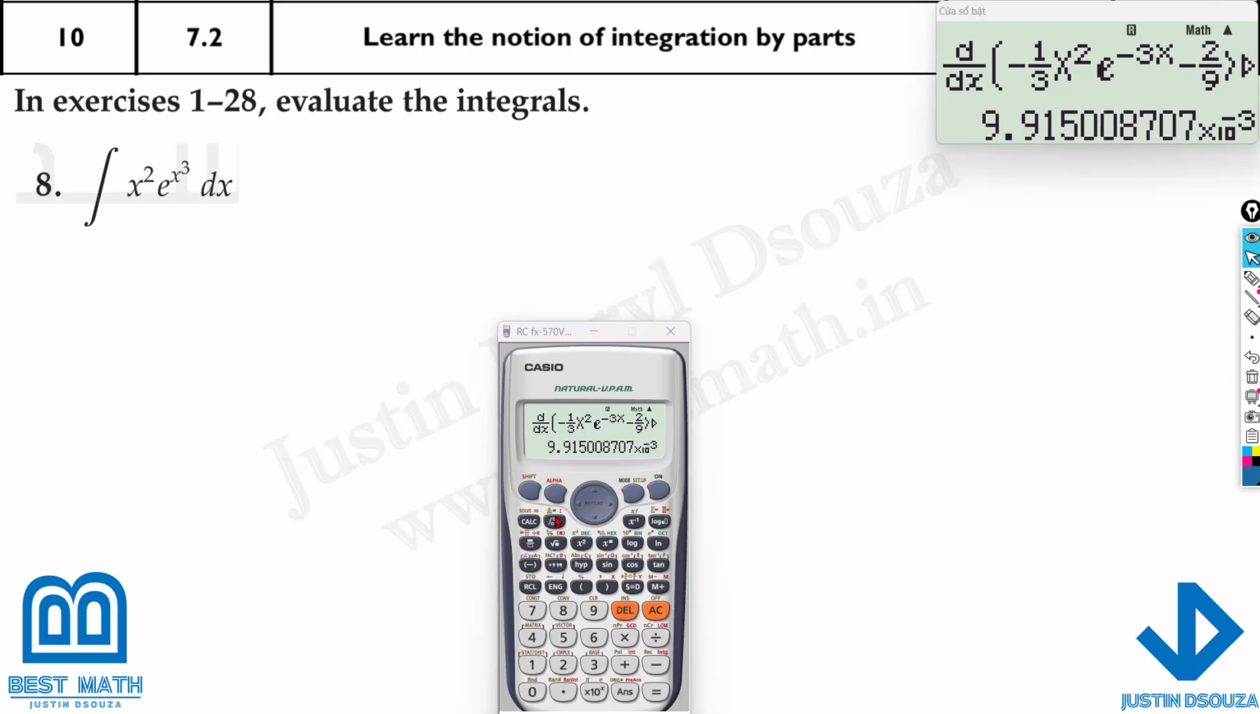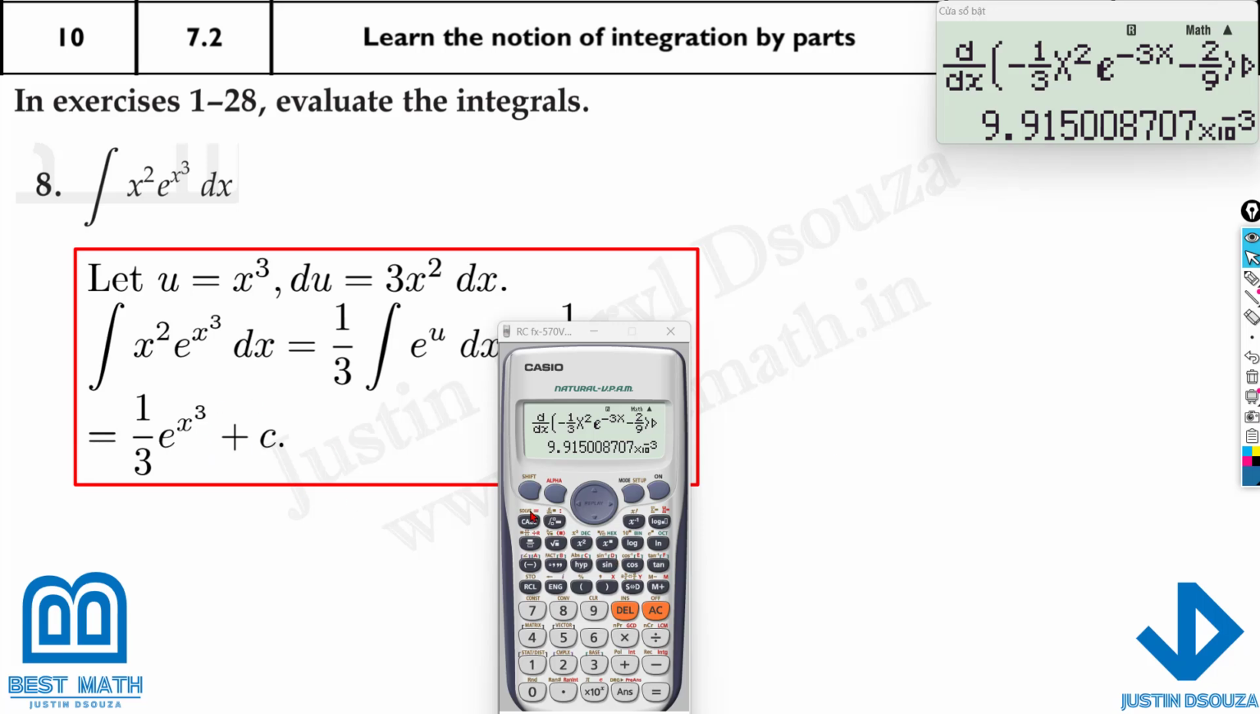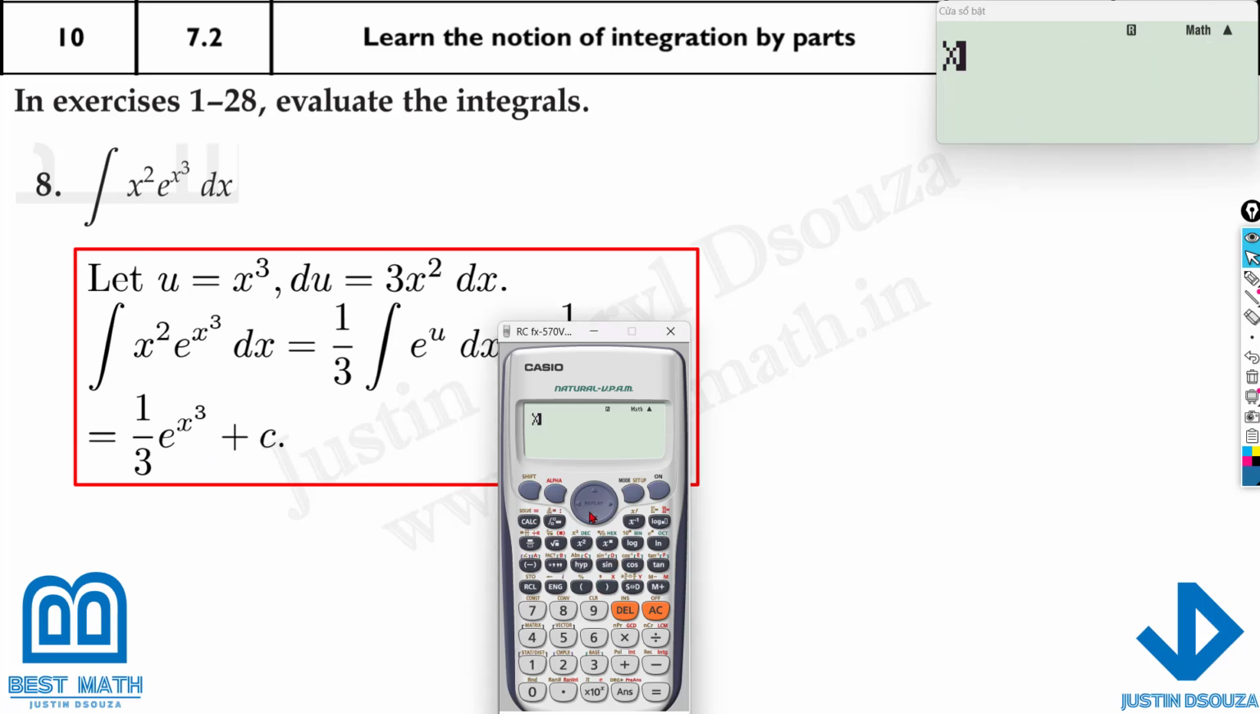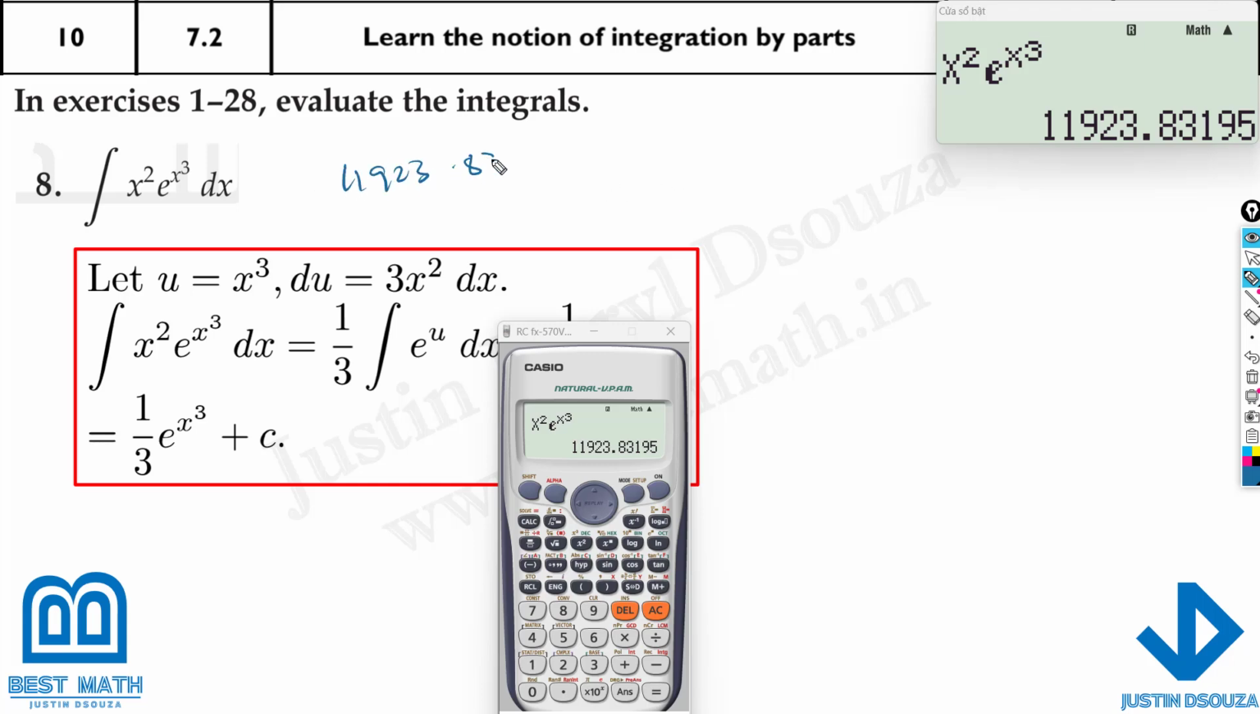And this last problem here, let us look into the answer first, because it's a small one. So I'll type this out first. If it was a huge one, I would just edit it over there, but now we will type the question first. Raised to the power x, again power 3, calculated at 2. The answer is 11,923.83.